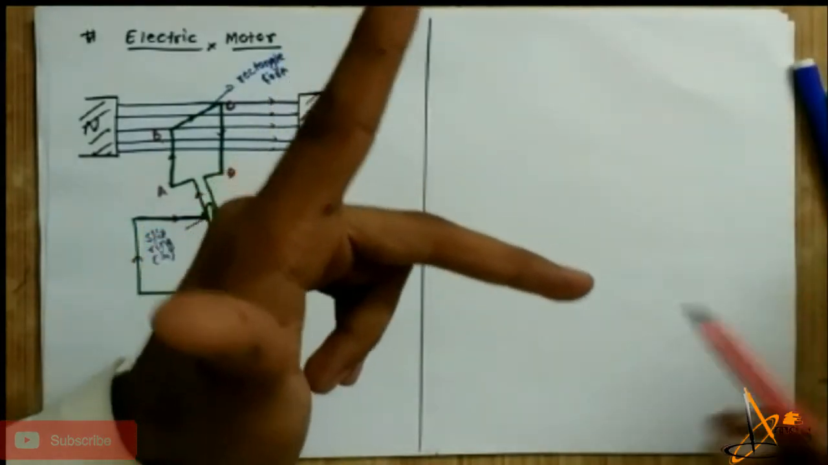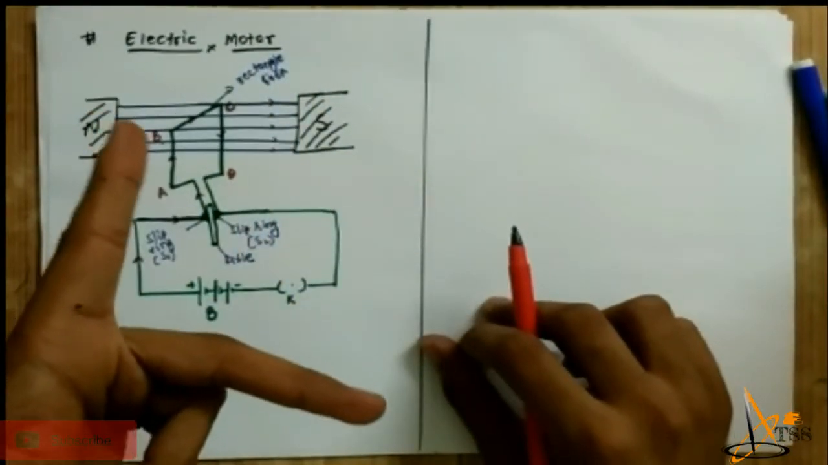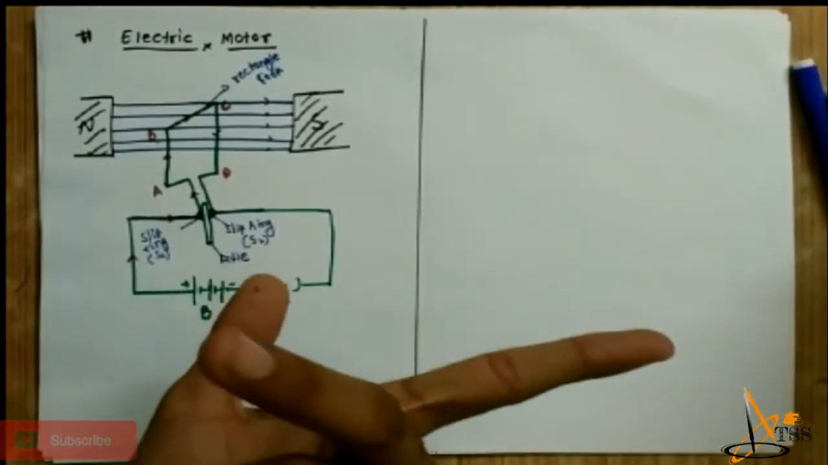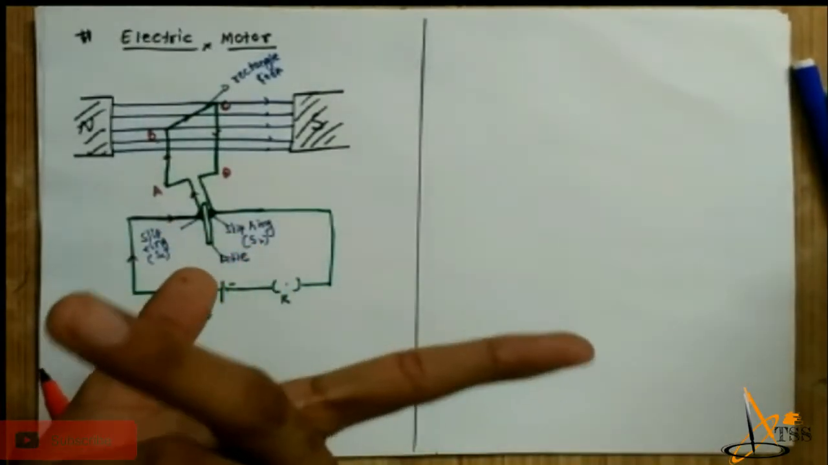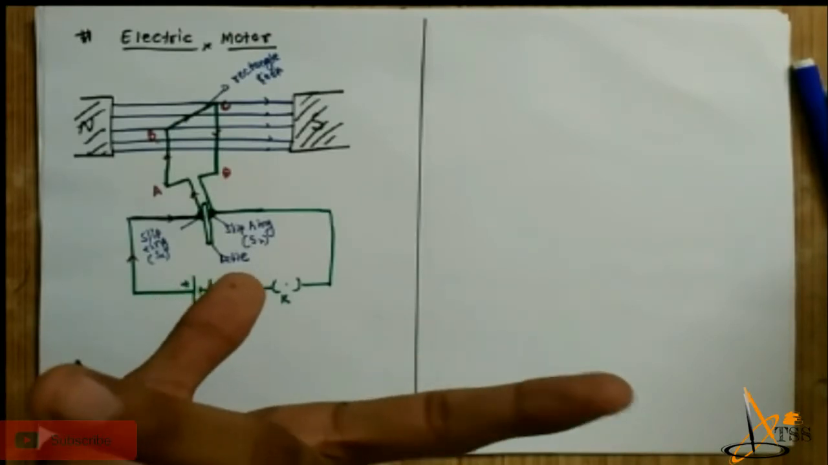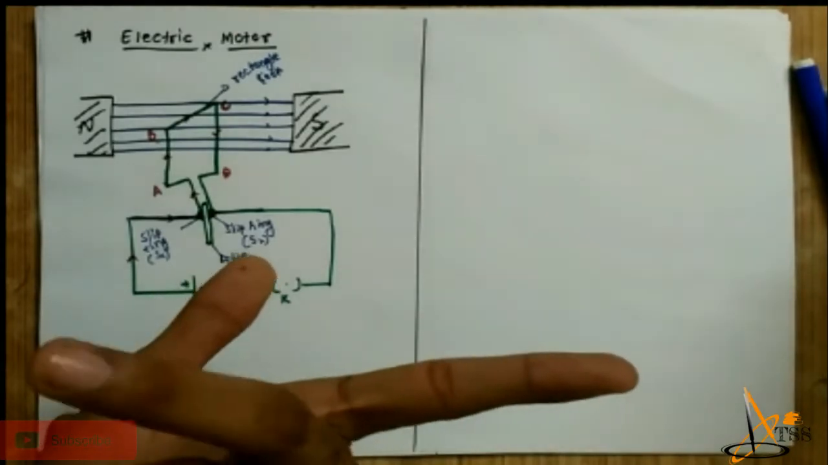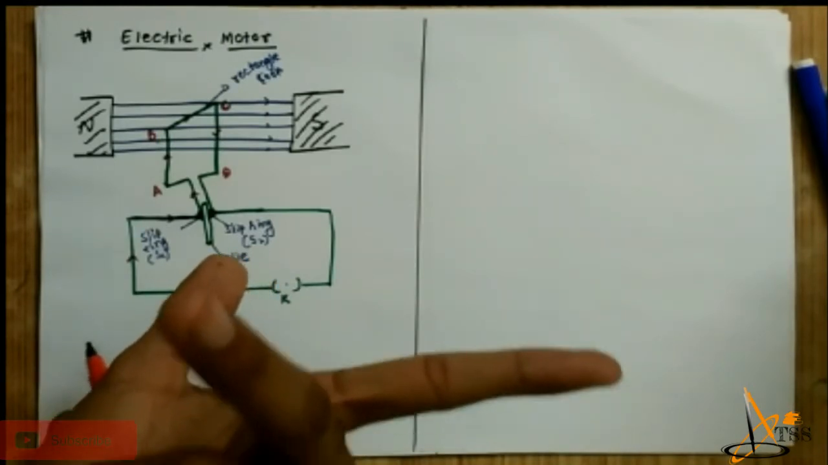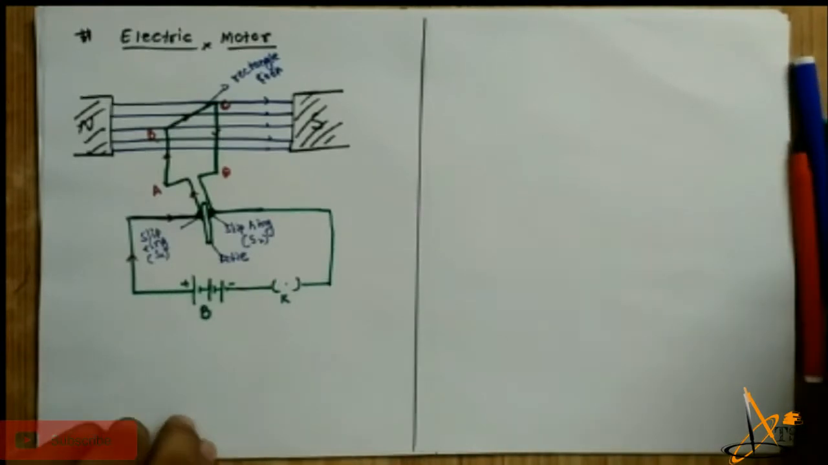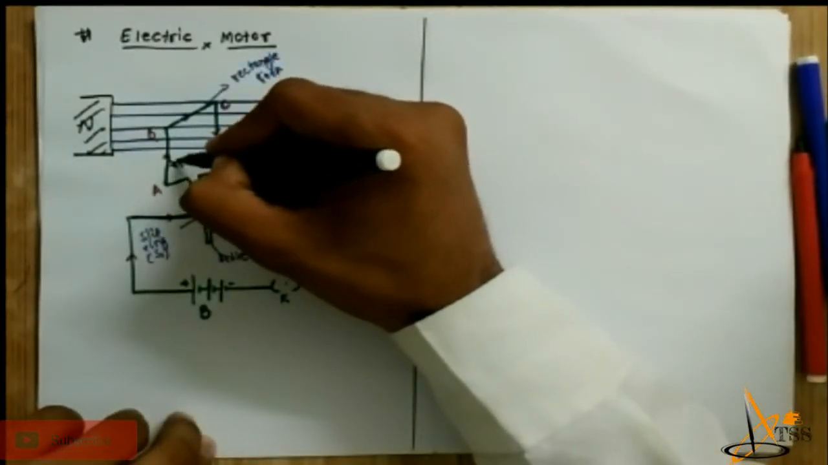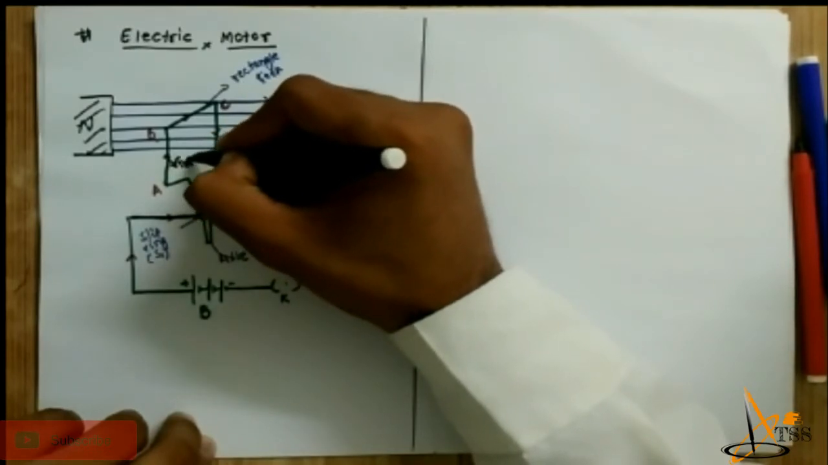So let us apply this concept here. The magnetic field is in this direction, the current is in this direction, then the force is in the thumb direction. The force acting on this coil is downward. The force acting on the side A to B is downward. Let's call it force AB.